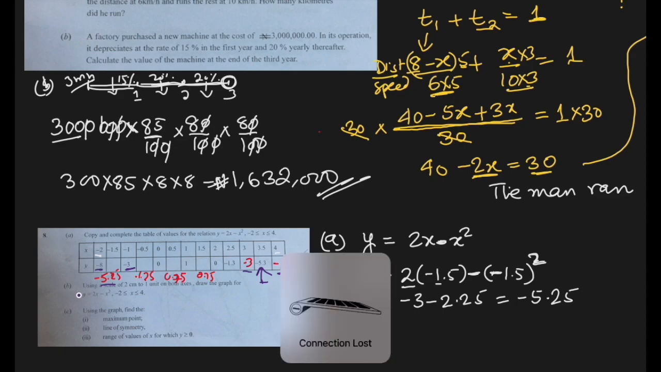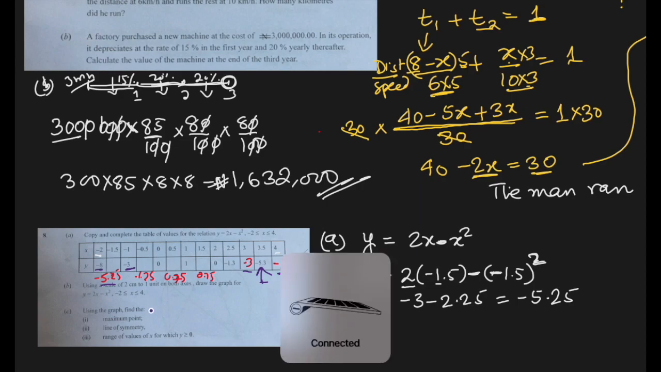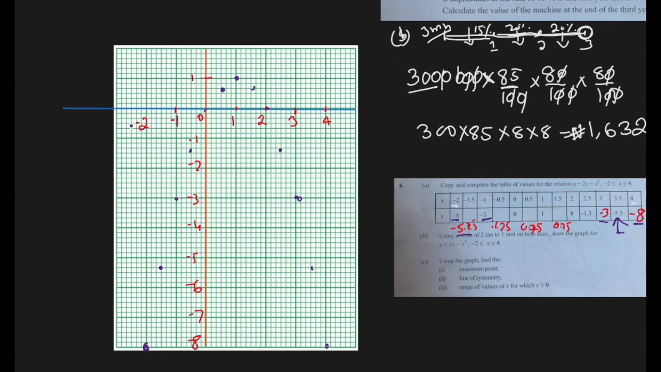Now, B part says using the scale 2 centimeter to 1 unit on both axes. That means same unit on both axes, draw the graph. And what I've done, I have already drawn it here. The scale, this is our x-axis here, this is y-axis, and I wrote from minus 2 to 4, that's what they wanted, and our y-axis was from 2 to 8, negative 8 here, and these are the points which were there on the table here. So now let me join the points and our graph will be ready.